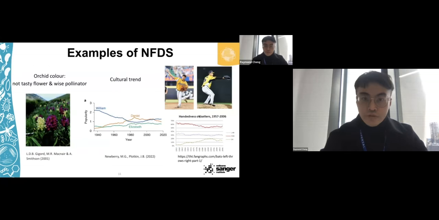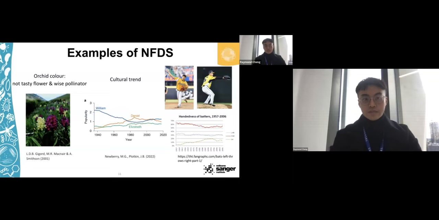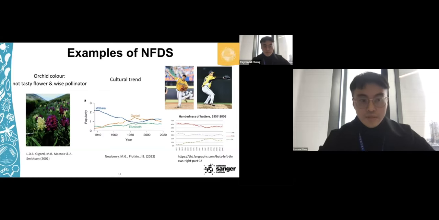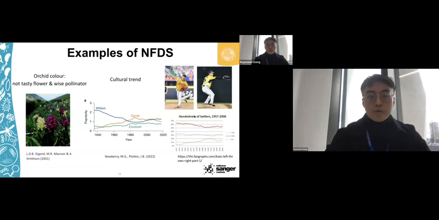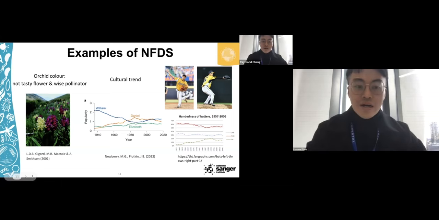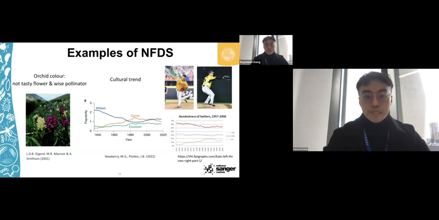And there lie a lot of intuitive examples of NFDS in our life. There's a very classic example about the orchid color polymorphism. In this specific orchid species, there are two flower types. One is purple, one is yellow, and both of them are not really tasty for the pollinator. If the purple type is very common, then the pollinator will learn that the purple type is not tasty, so they will turn to the yellow type.